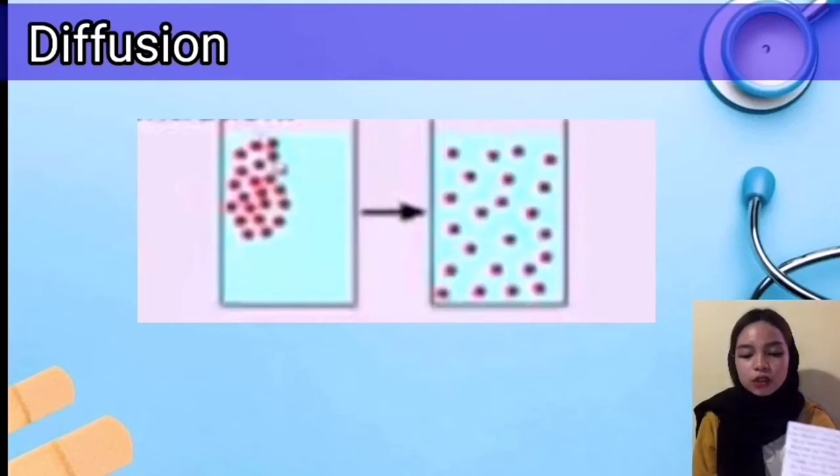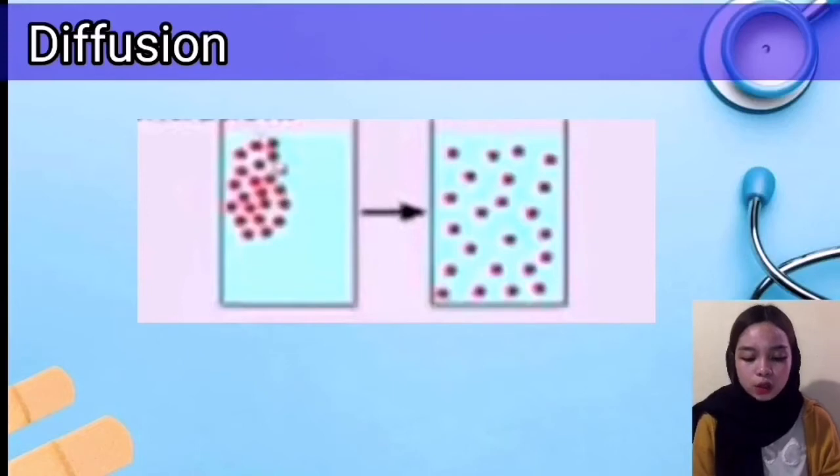So it can occur in the air. For instance, if I spray perfume in one corner of the room, eventually those perfume molecules are going to spread out and fill the entire room. We also have liquids, as I just explained in the earlier example.